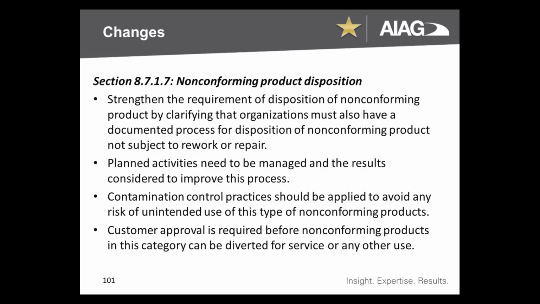Interesting section, non-conforming product disposition. The organization has to have a documented process for how they're going to handle product that cannot be repaired or reworked. So if we have product that simply does not meet requirements, the organization has to verify that the product to be scrapped is rendered unusable prior to disposal. At least in the aerospace industry, this means that it's rendered permanently unusable. So simply spray painting something red to identify scrap product is not something to render it unusable. The organization shall not divert non-conforming product to service or other use without prior customer approval.